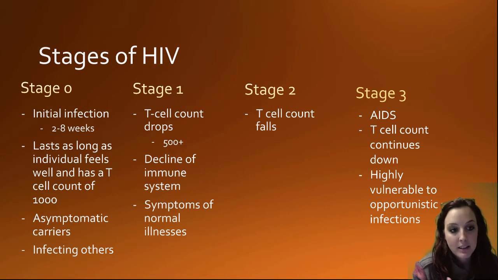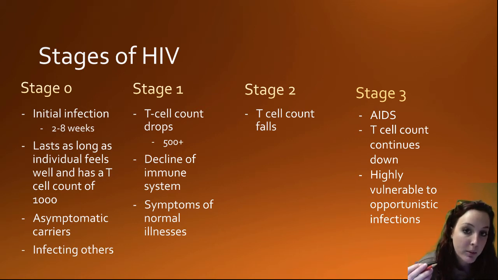Once the T cell continues to drop and drops below 500, I may have made that mistake earlier. The T cell count drops, but it is still between 500 and 1,000 for stage one. By the time you enter stage two, the T cell count has dropped to between 200 and 499. Now, once it drops to below 200, you enter into stage three of HIV. Your T cell count is very, very low at this point.